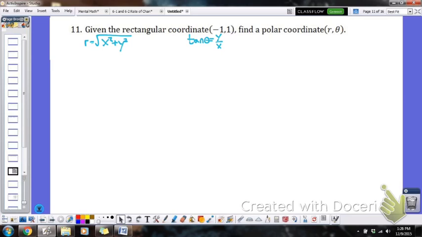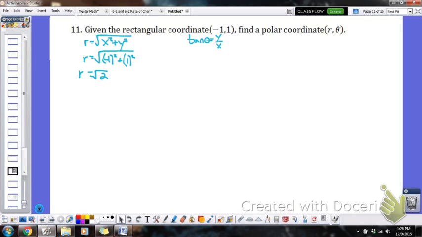So let's find our radius first. So r is equal to the square root of x squared plus y squared. My x is negative 1, so I have negative 1 squared, plus my y value, 1 squared. Well, negative 1 squared plus 1 squared is 2, so r is equal to root 2.